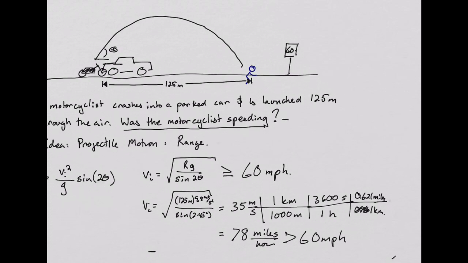And so, was the motorcyclist speeding? The answer is yes. Yes, he was.